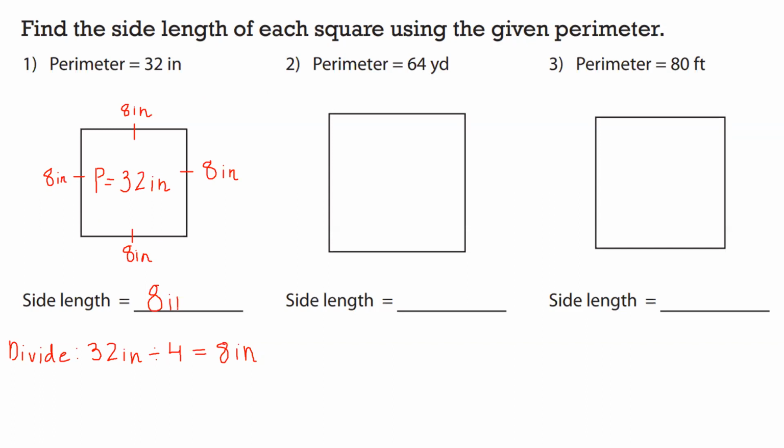Okay, so we have to do 2 and 3 on our own. By the way, all of them are squares. Okay? Yes, sir. Go ahead. How did you get 8, Mr. Petit? I divided 32 by 4, Jevin. 32 divided by 4 is 8.